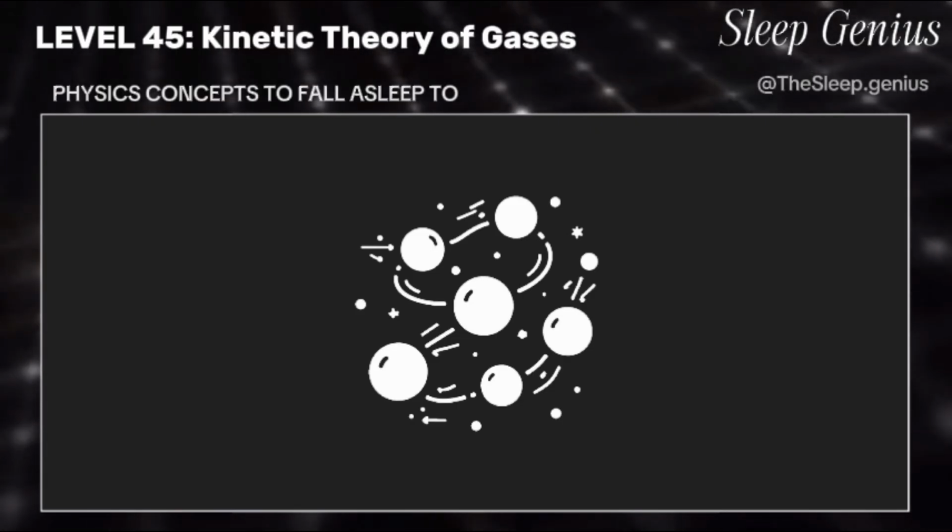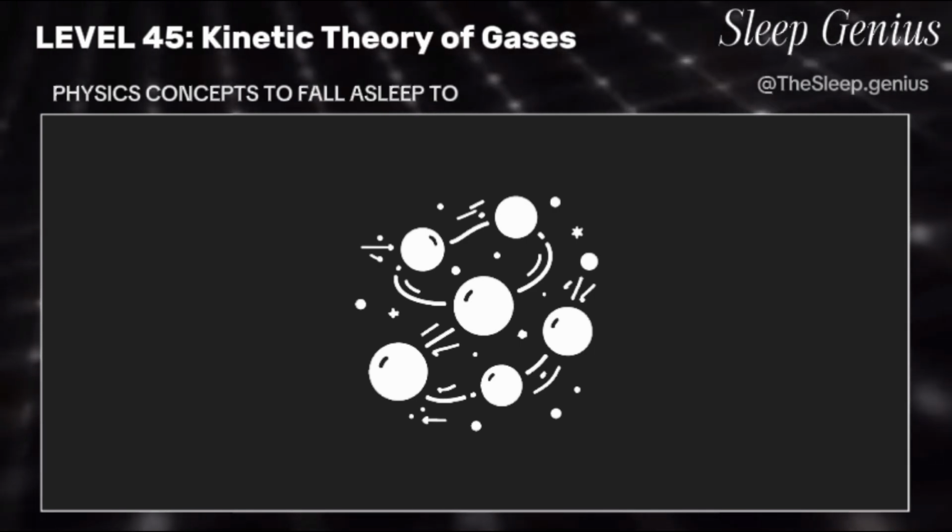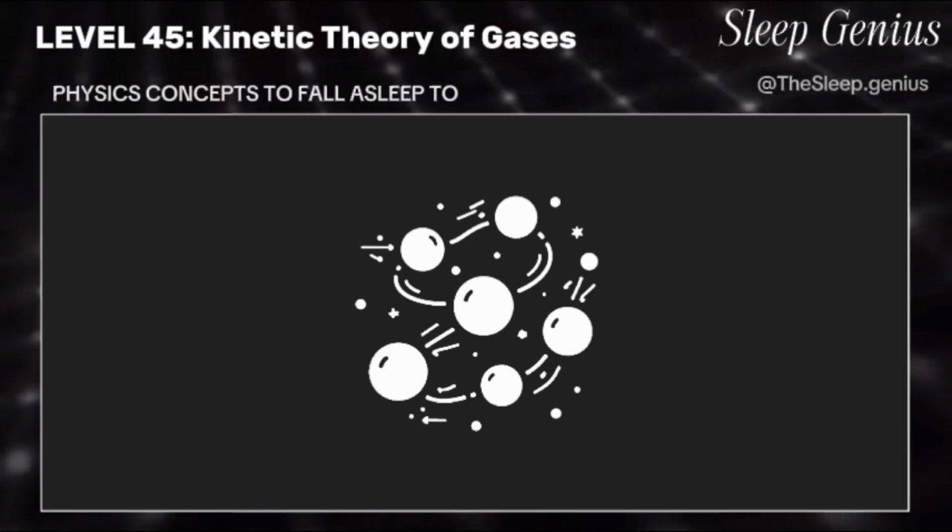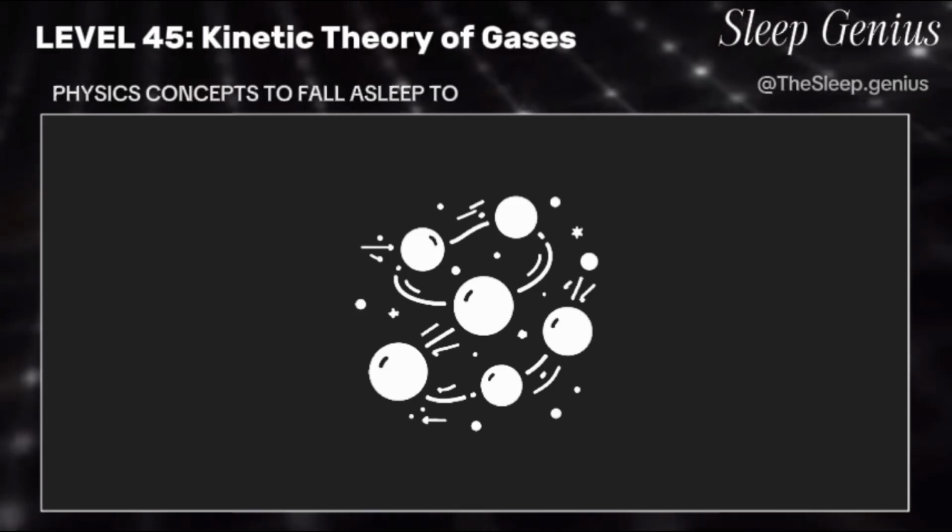When temperature rises, particles move faster. Faster motion increases collision rate and force. When volume shrinks, collisions become more frequent. These changes explain gas laws through motion stories rather than formulas alone.